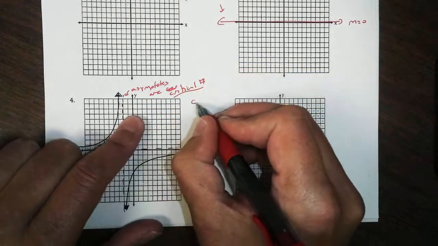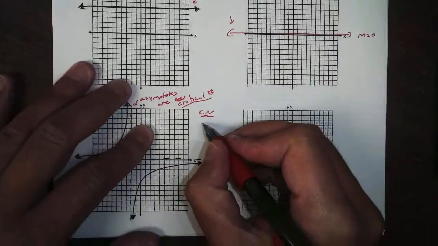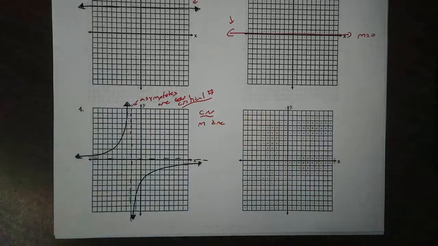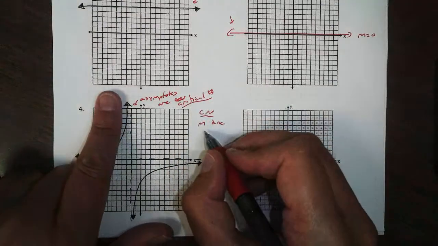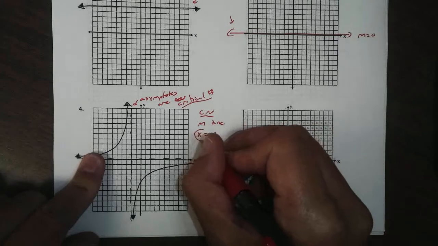So you're going to see me abbreviate critical numbers as CNs quite a bit. So a critical number not only occurs where the slope is 0, but also where the slope does not exist. We're going to talk a lot about that later on. So where is my critical number here? Where is my vertical asymptote? It occurs at x equals -2.